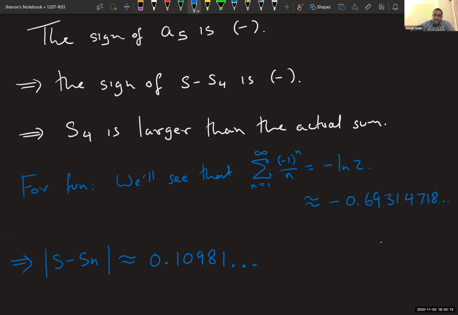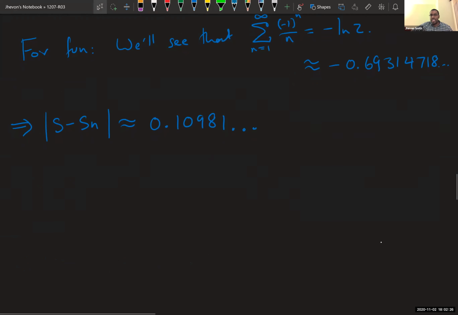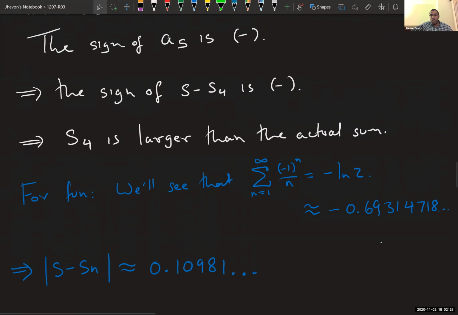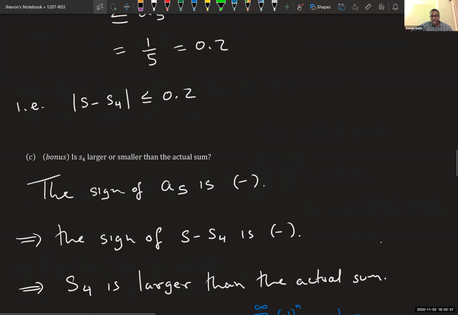Now, why is the sum minus ln 2? We're going to see this later on. We need some more machinery though, but we will prove that this is minus ln 2. But yeah, it's pretty cool that I could just add up 4 terms. It can get reasonably close to the answer. And I can actually know how close to the answer I am, which is pretty cool.